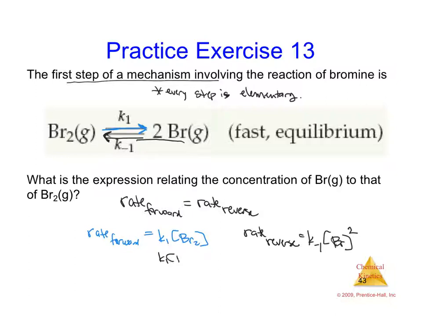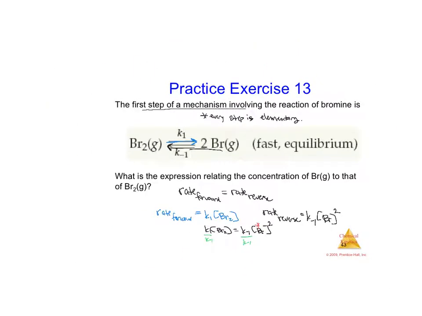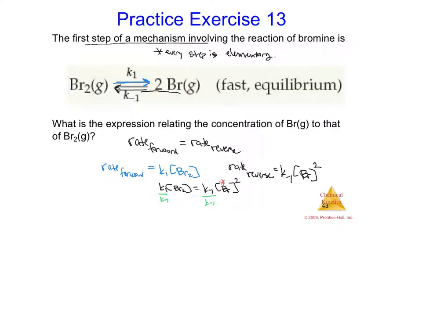Now I'm going to set my forward rate equal to the reverse rate. So K1 times Br2 equals K minus 1 times Br squared. And we're asked to find an expression relating the concentration of Br to that of Br2. So I want to get Br by itself. To do that, I'm going to divide both sides by K minus 1. So that's going to cancel. And now I have K1 over K minus 1 times Br2 equals Br squared.